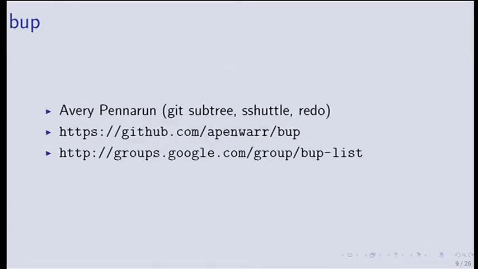That brings us to BUP. Yay. BUP is a software that uses the Git file format. It is developed by Avery Pennarun, who also developed git subtree, sshuttle, redo. That's the URL of the project.